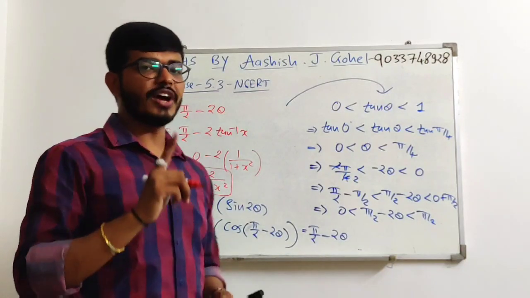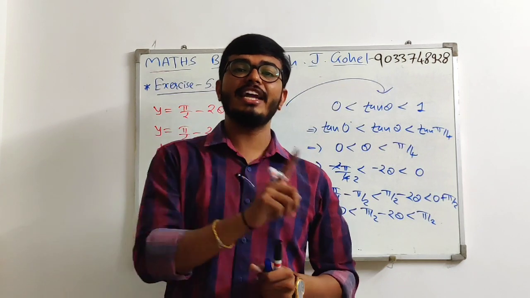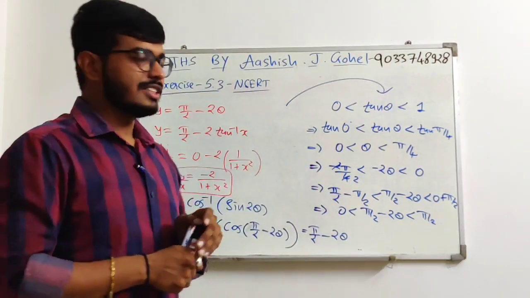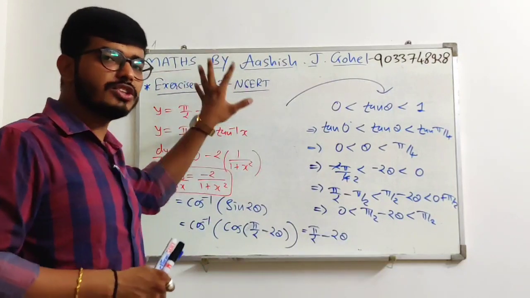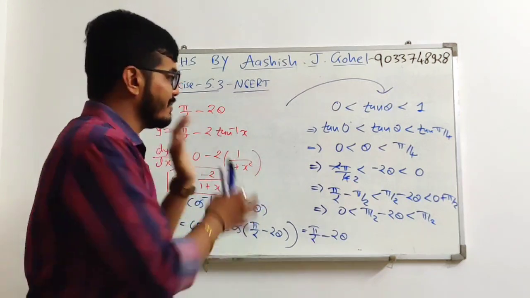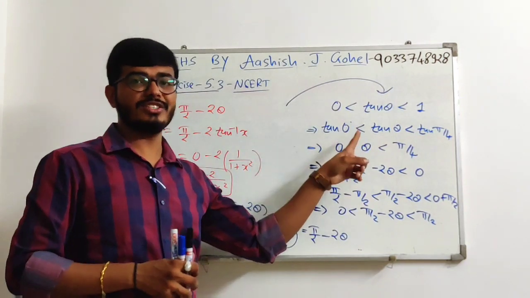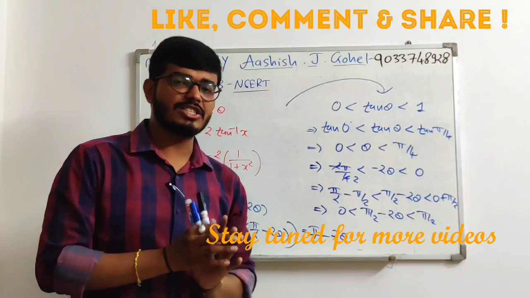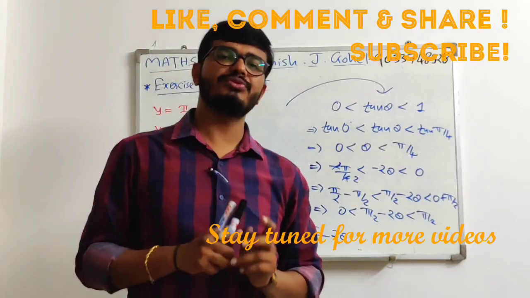So in exercise 5.3, questions number 9 to 15 are of the second type. For the second type, this is the best example. All the questions will follow this trick only. Okay, so remember the first equations that I have written. After that, practice questions 9 to 15.